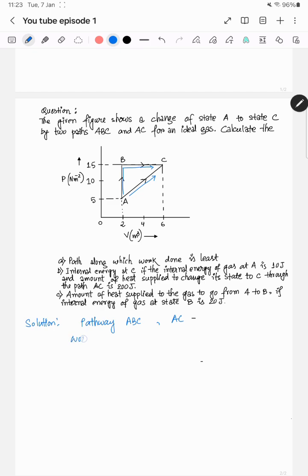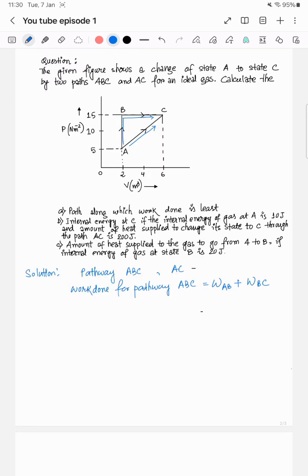Now the work done for pathway ABC, we will break this into two parts. One is work done from A to B and another is work done from B to C. So we have to calculate this work done for pathway ABC at first and then AC.